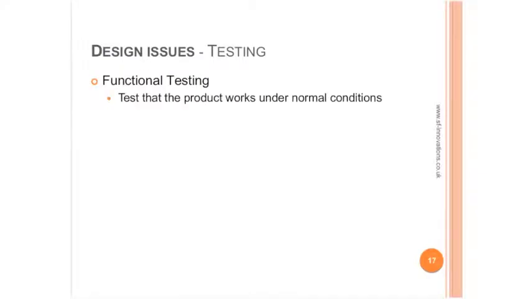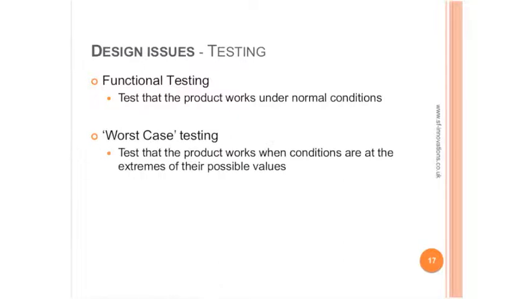Just look at testing. Again, this is based on my experience with putting product out in the field. A lot of engineers are very good at functional testing. They make sure that the product works under normal conditions. What they're sometimes not very good at is worst-case testing. This is true of software engineers as well as hardware engineers. They assume everything is going to be fine.